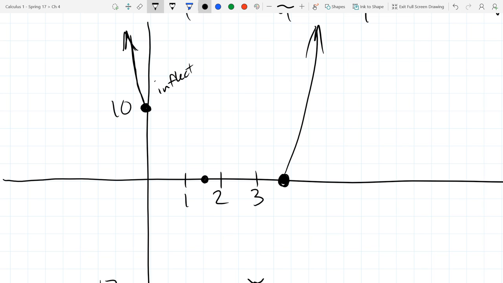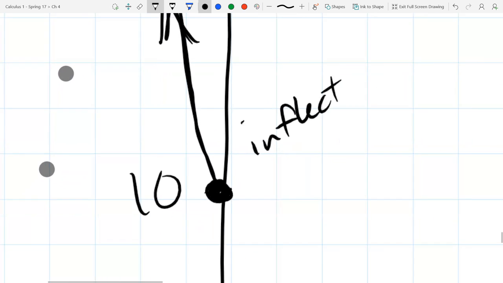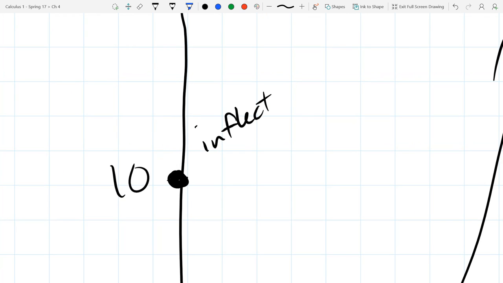Now I have a slight problem here. I think my slope is too high right here. What should my slope be at this inflection point? 0. I did not draw what looked like a 0 slope. That looked like negative 10 or something like that. So here's a 0 slope. I'm supposed to be going to the left, concave up and decreasing, so it should look like this. It's going to come out horizontally and then go up. There we go. That's a little better.